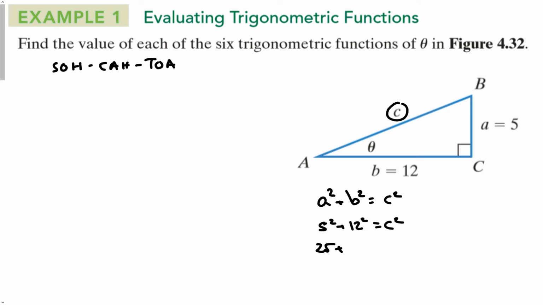25 plus 144, which is 169, and square root both sides. My answer can't be negative because we're talking about the side of a triangle, and it works out perfectly to 13. And if a right triangle has all sides that are integers, those three numbers are called a Pythagorean triple. Okay, so 5, 12, 13, pretty common one.